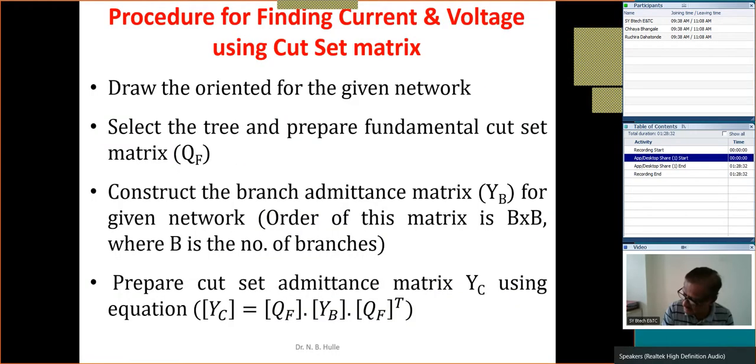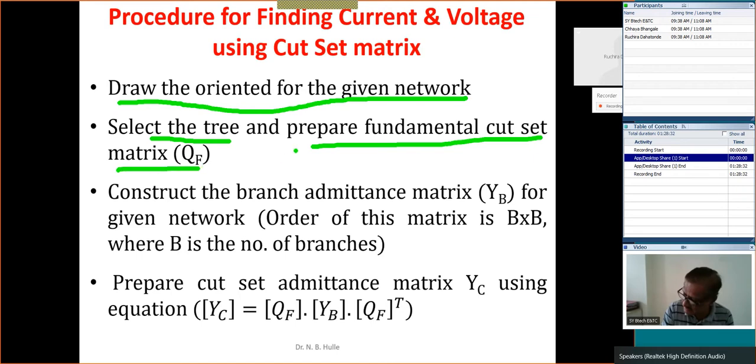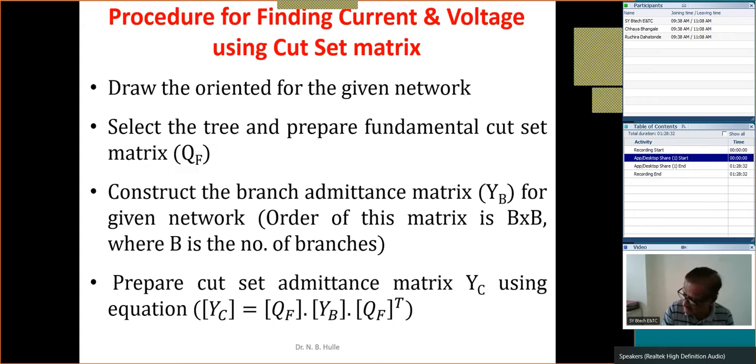Now look at here, what is the first step? In this particular case, the first step is to draw the oriented graph of the given network. We have drawn that. Now select the tree and prepare the fundamental cut set matrix, that is QF. Sometimes in the problem itself they will give the tree. If it is not given, then we can select the tree of our choice. If it is given, then we have to select that particular tree and prepare its cut set matrix, and then find out QF. I'm coming back to this point again.